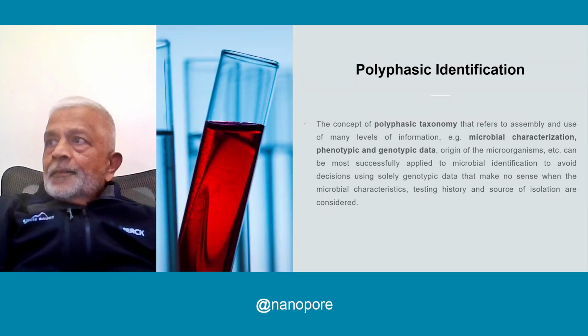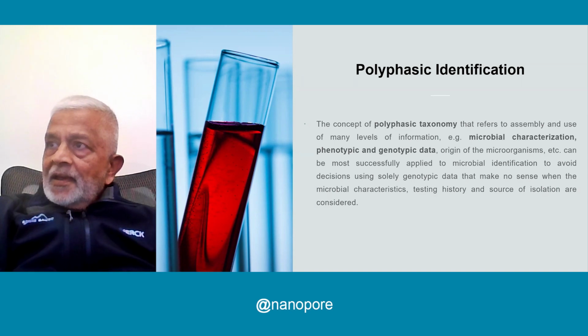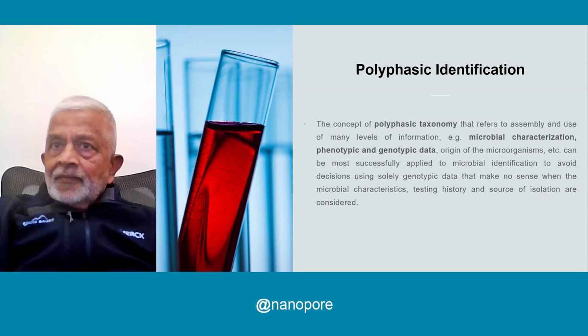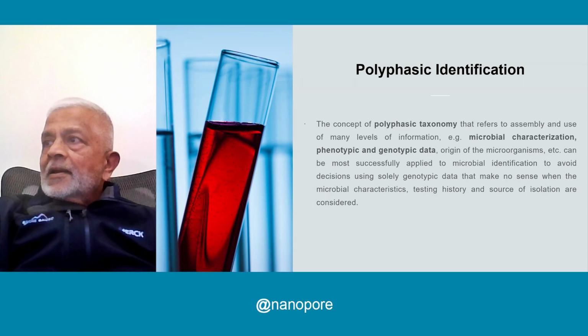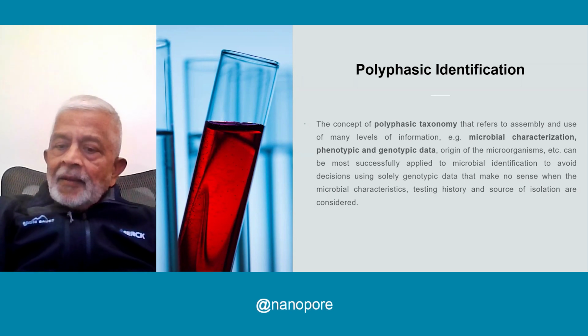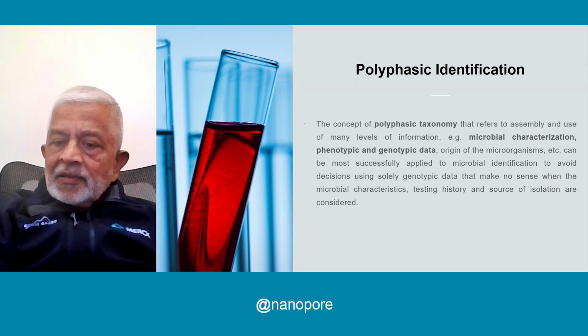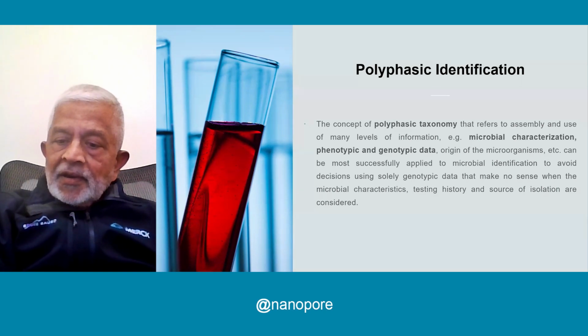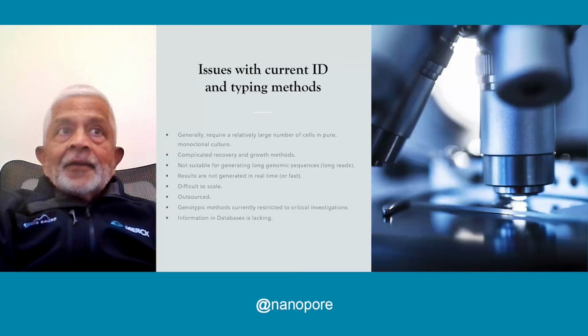The polyphasic approach utilizes various types of information for microbial identification, especially phenotypic and genotypic methods, and builds the concept together, not relying merely on phenotypic data or genotypic data, but looking at information gathered from all these various methods of identification to get a robust, reliable microbial ID.